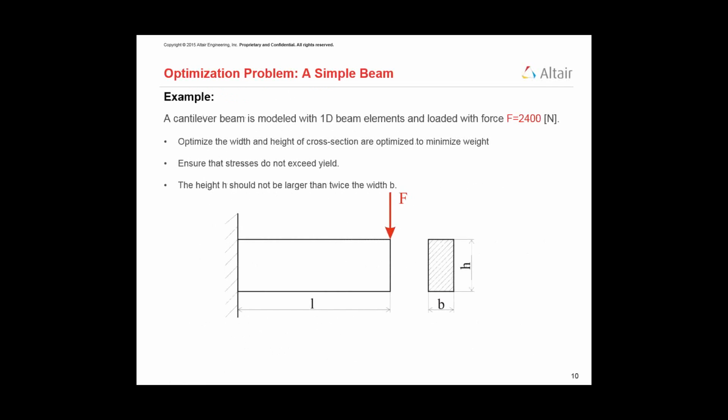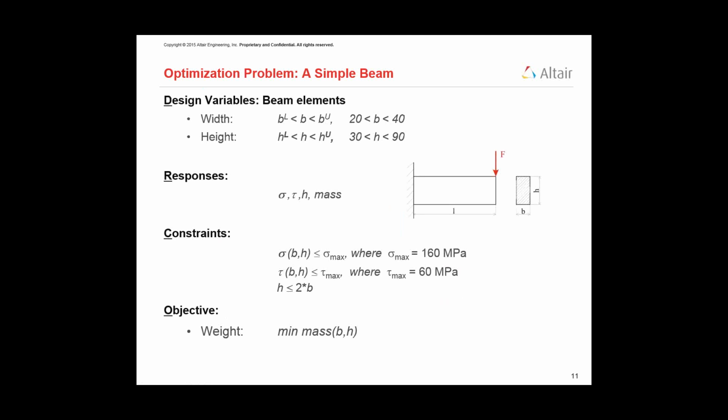So here's kind of an example, a theoretical example of how optimization is going to work. This is a simple beam. So I've got a cantilever beam here. It's going to be modeled with 1D beam elements, so with a force of 2,400 newtons applied at the end. And our goal here is to optimize the width and the height of the cross-section to minimize the overall weight of this object. And we need to make sure that the stresses do not exceed the yield stress of the material. And then we also set this further restriction that the height h should not be larger than twice the width b. So it's a statement of our problem.